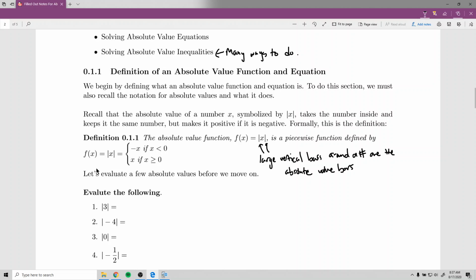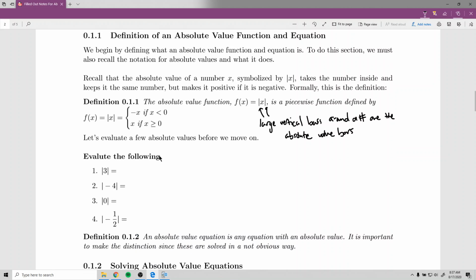Which is pretty much the easiest piecewise function there is, because really what this is saying is if your number is not negative, if x is greater than 0, then what comes out is what goes in. If your number is negative, so if x is less than 0, then you just get rid of the negative sign. And like I said, some of you are probably familiar with it. If you're not, I'll show you how it works by the definition, and then you'll get it pretty quickly. All right, so evaluate the following.